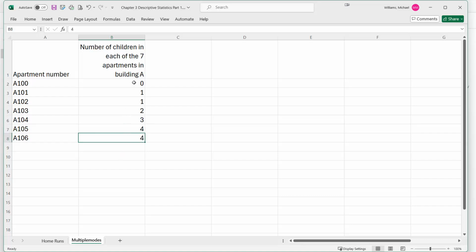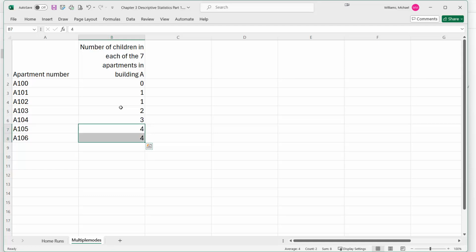Now if you try to calculate the mode, it's a tie. This and this. 1 child, and 4 children. It's a tie for the number that occurs most frequently. That doesn't mean there's no mode. That means that there's 2 modes.